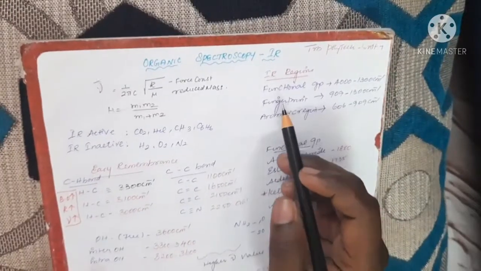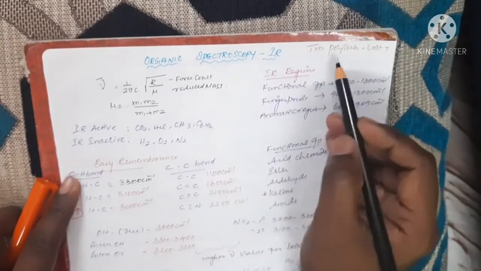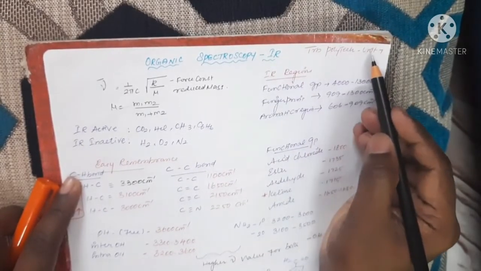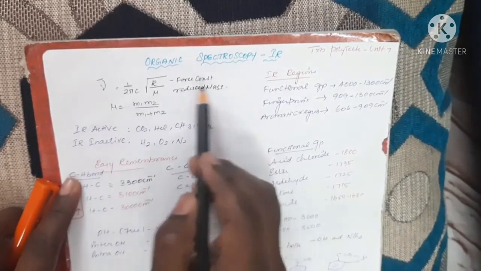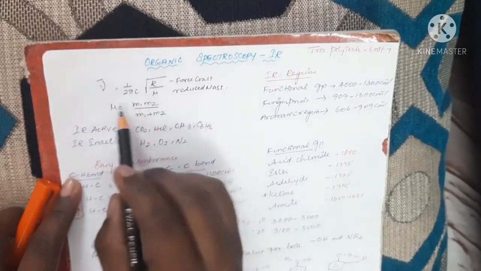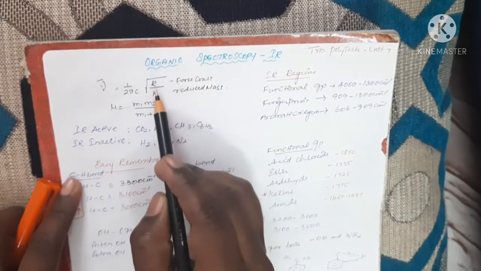Hi everyone. Today I'm going to discuss organic spectroscopy, the IR part. It comes under TRB Polytechnic Unit 7. The very important formula regarding IR spectroscopy is this one: nu bar equals 1 by 2 pi c root of k by mu.